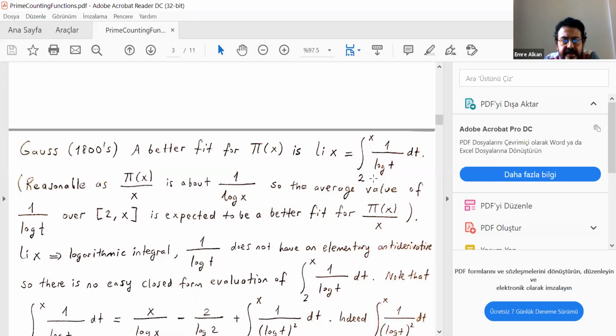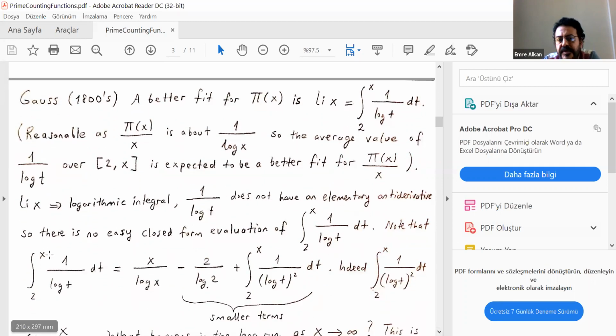I mean, we cannot calculate this. But this doesn't mean that we can't do anything. We can do some things here. For example, like a calculus student, I applied integration by parts here. Anybody can apply integration by parts. Well, you get x over log x as the boundary terms, minus 2 over log 2. And then if you calculate it, you get a plus, because this thing gives a minus again, and there's another minus here. So you get the integral from 2 to x of 1 over log t squared dt.